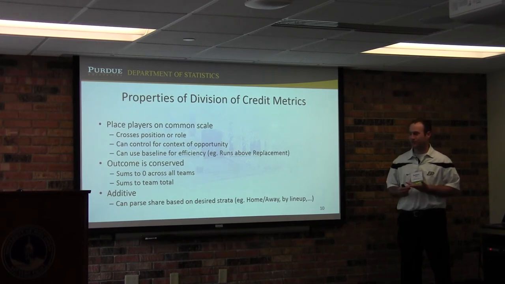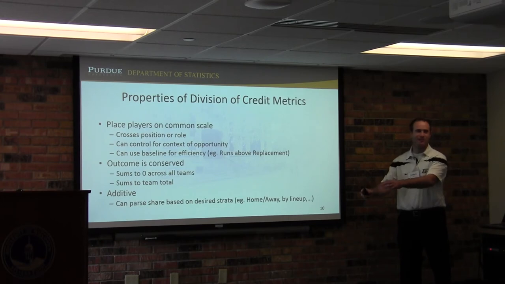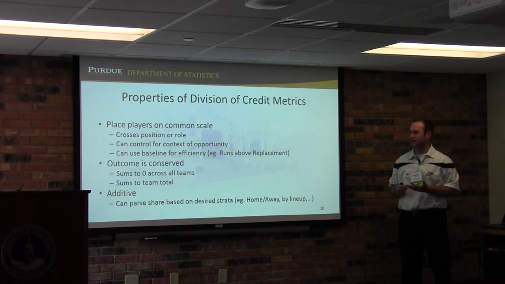The outcome is conserved, so that means every time I give credit to one side, I'm giving blame to the other side. So if we sum across everybody in the league, we'll get a total of zero. It's a zero-sum game. You look at a specific team, you sum all the players, you get the team's total, so the total number of wins or total number of points they produce.